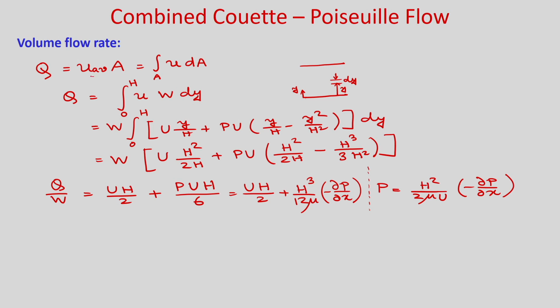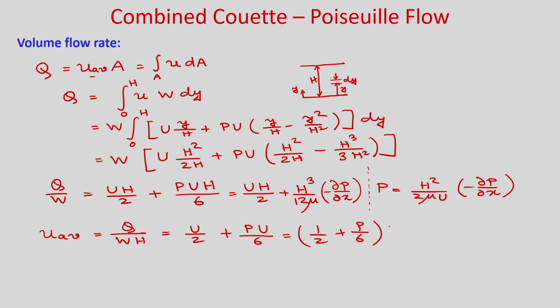Now, if you want to find the average velocity, so you can write u average is equal to q divided by the flow area. It is h into w because the distance between two plates is h. So, h into w. So, you will get U by 2 plus pU by 6. Okay. So, you will get half plus p by 6 into U. Okay. So, now depending on the value of p, you can find the average velocity.